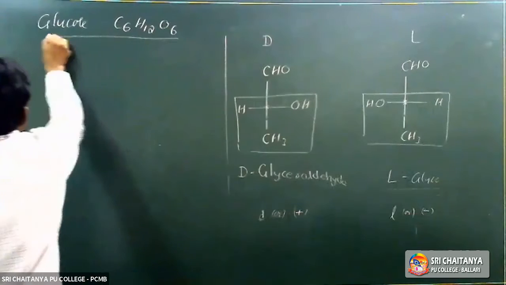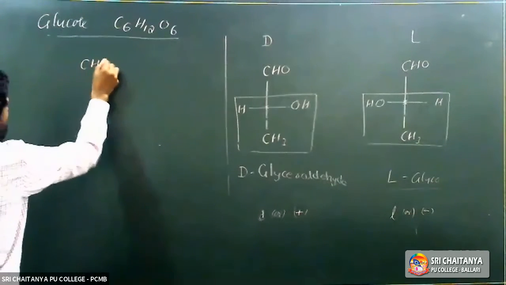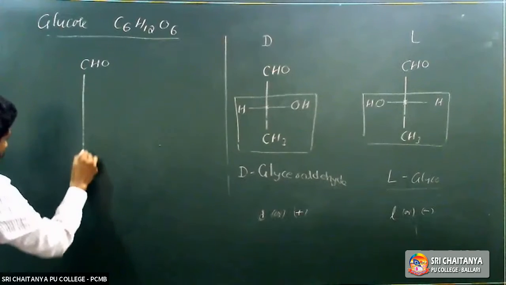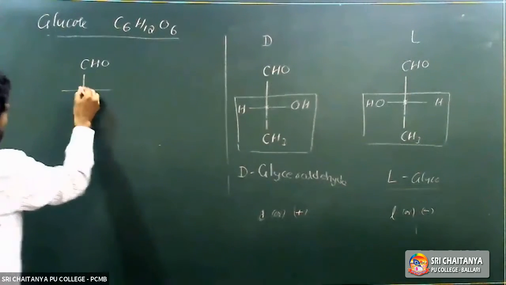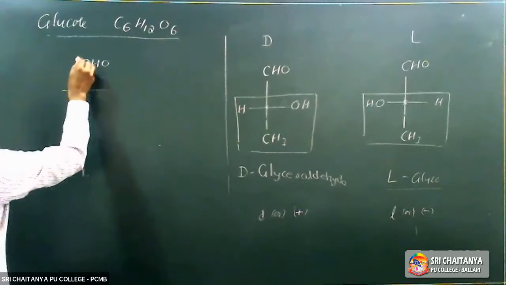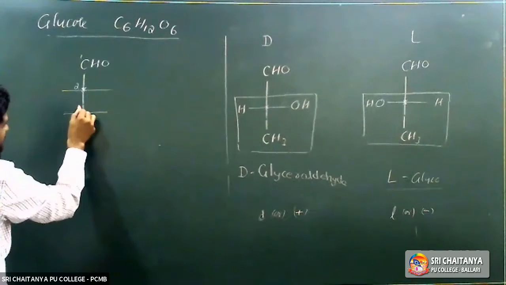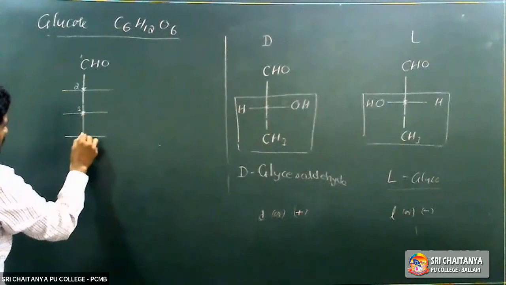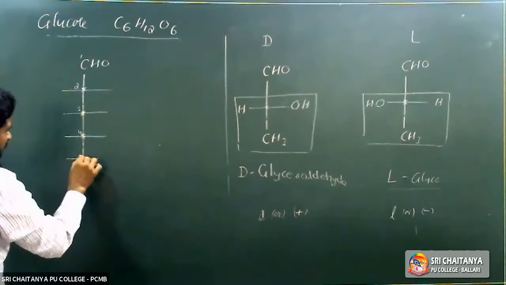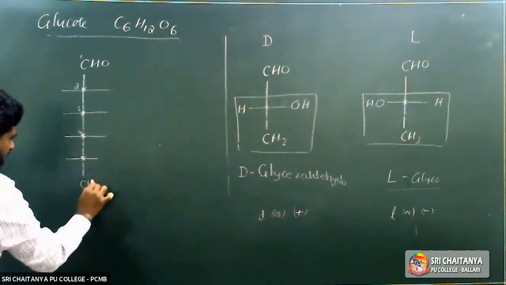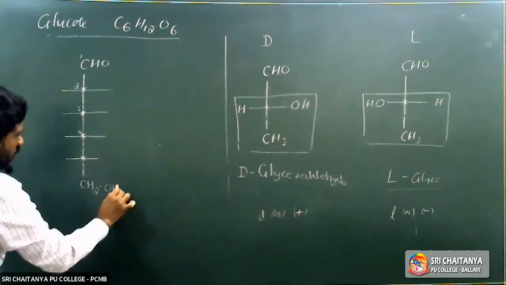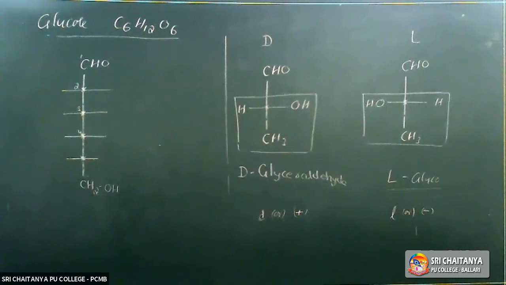Glucose, the formula is C6H12O6. Its structure begins with CHO, the first carbon. The second carbon is an asymmetric carbon. The third carbon is also asymmetric. The fourth carbon is also asymmetric. The fifth carbon is also asymmetric. The last carbon is CH2OH. So it contains a total of 5 hydroxyl groups.